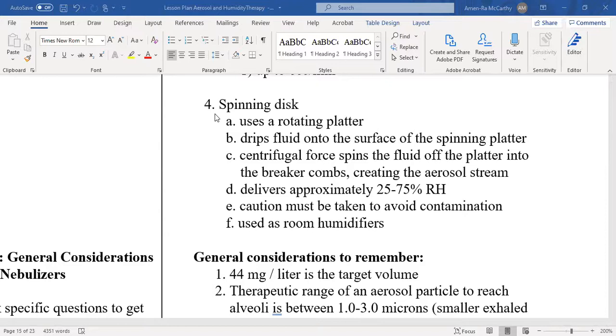Spinning disc nebulizer. See if they got a good one to show. They always got some weak ones. Show the old school one.